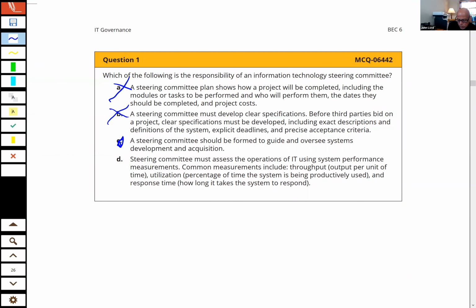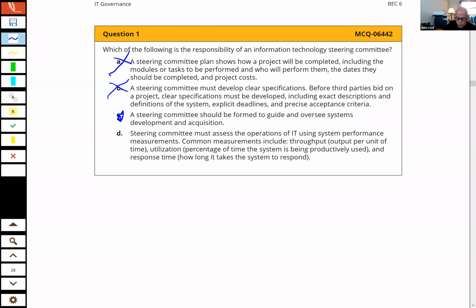Now, D, steering committee must assess operations. Okay, assessing operations are things that happen on the back end, after. That's describing the monitoring. The monitoring is always sort of the last step. That's not what a steering committee does. A steering committee gets the project through. Then once we've done that, then we're going to monitor. So that's not the objective of the steering committee.